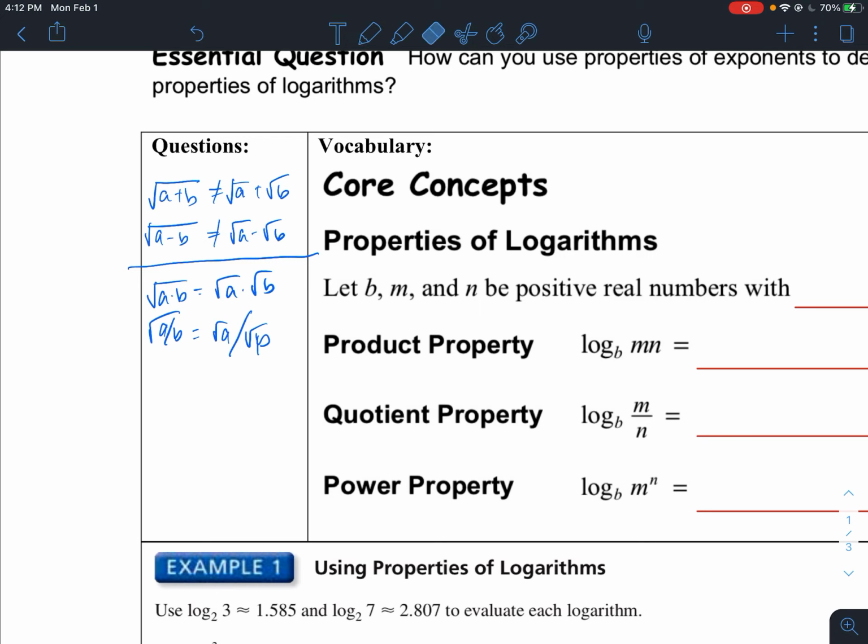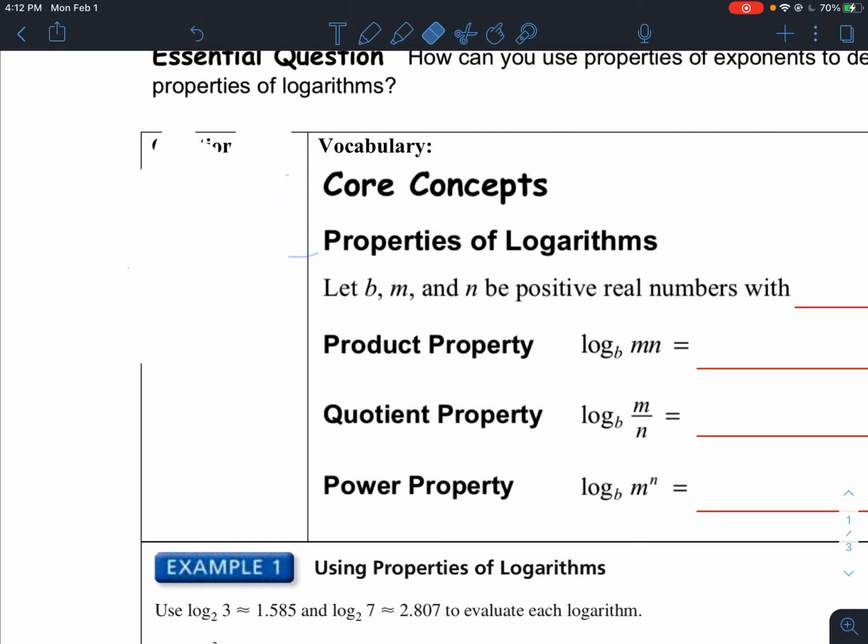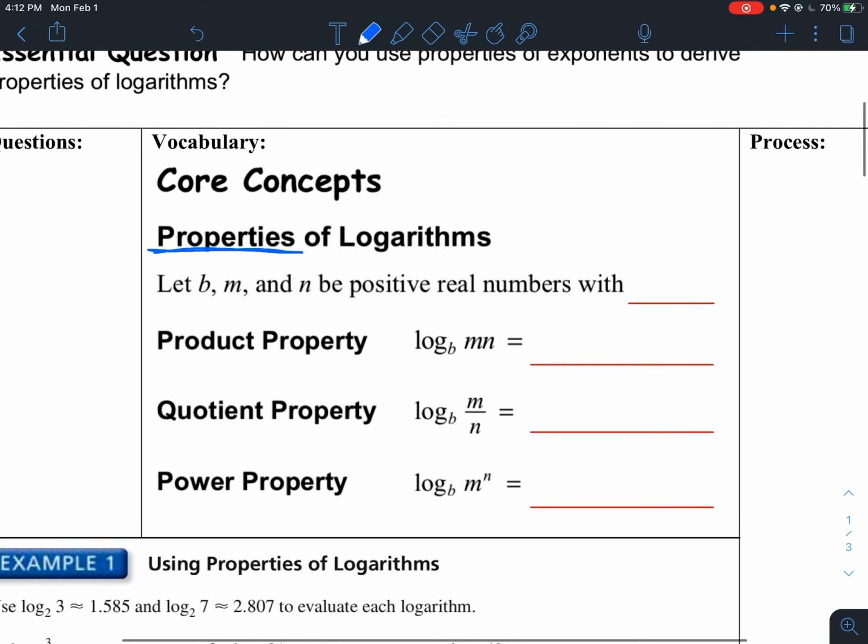Properties tell you what you can and can't do. So always make sure that whenever you see properties of something, you're going to want to know these. This is how students make a lot of common mistakes, because they don't know their properties. So let's make sure we understand the properties of logarithms so we don't make common mistakes.